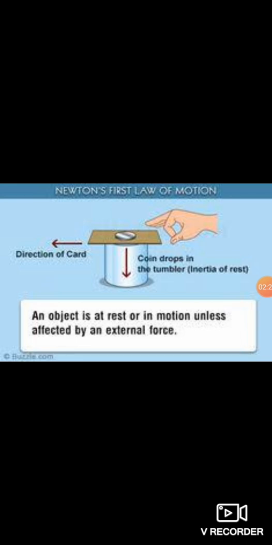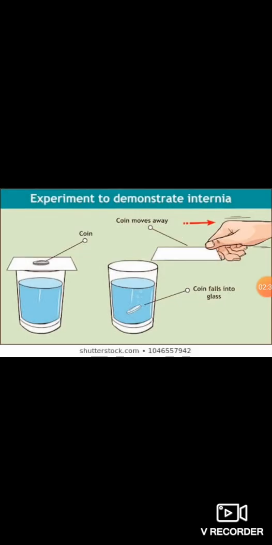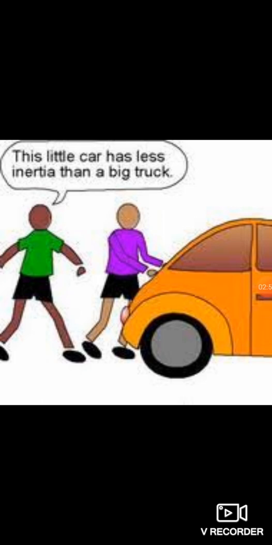See here, there is a tumbler, a glass on a cardboard, and a coin on it. So there are three systems. The cardboard is hit with the hand, so the cardboard moves away and the coin falls into the water. The reason is the coin is at rest while only the cardboard is in motion. Two different systems. The coin tries to stay at rest, which is why it falls into the water.